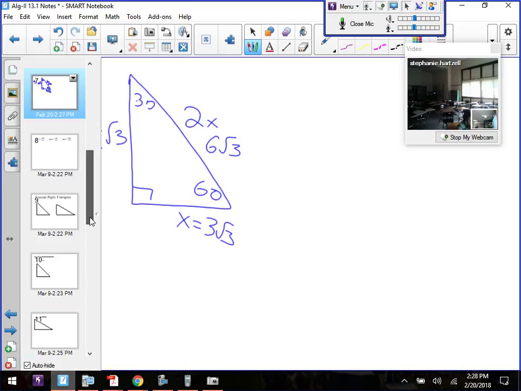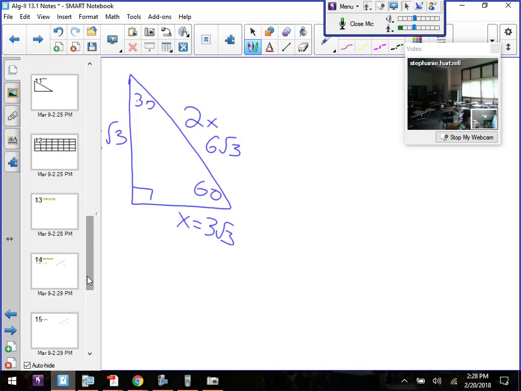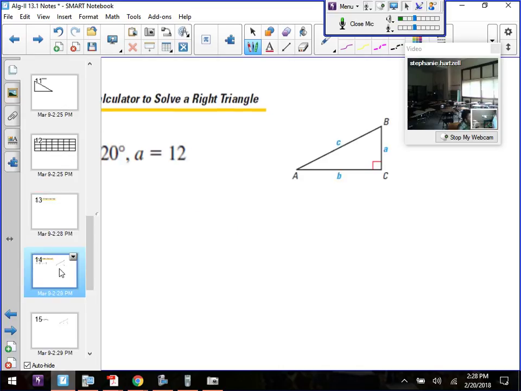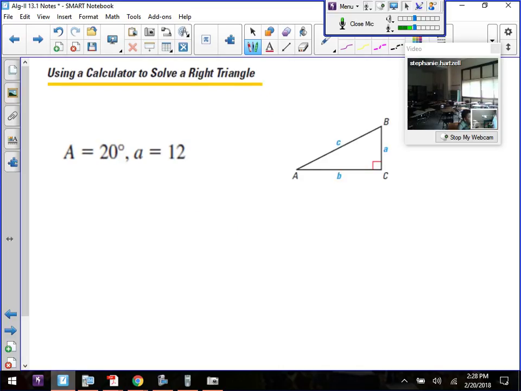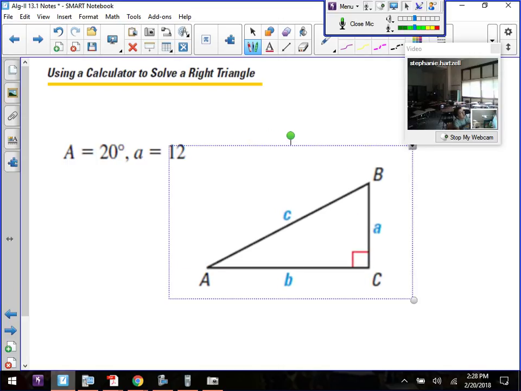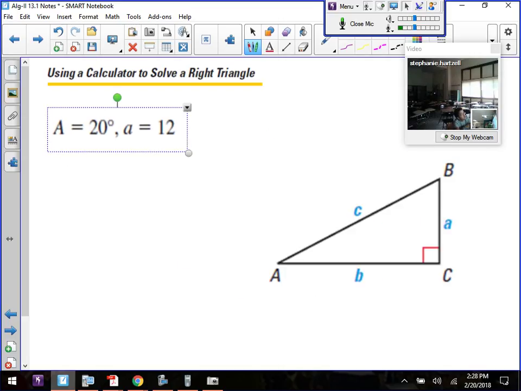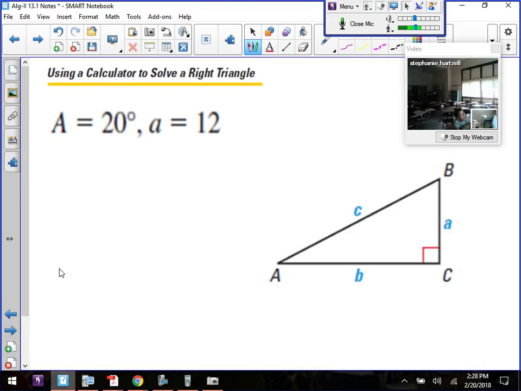Other than that, we have to also look at one other style problem real quick. I think, before I get too far ahead of myself here, what does it mean to solve a right triangle? Do you guys remember that? Yep, all the angles and all the sides.